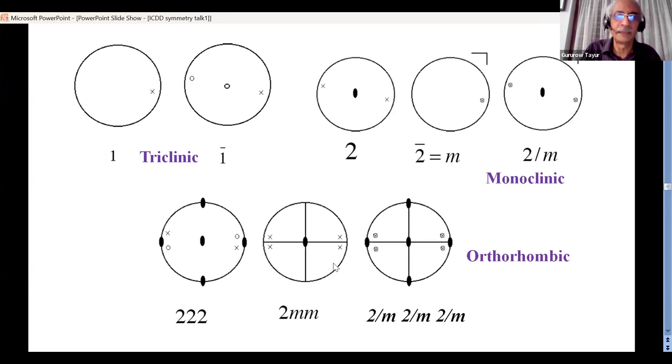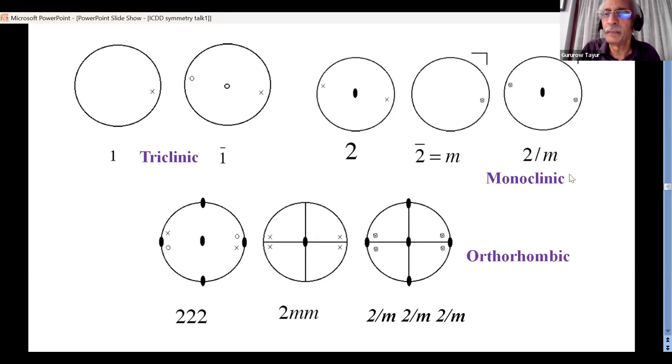When we go to higher symmetry systems where we have 2, 2, 2, there will be further restrictions. The restrictions therefore have to come on the way in which we define the unit cell. So the way we define the unit cell now will be different. So in the case of the triclinic, we had a not equal to b, not equal to c, and alpha, beta, gamma are not equal to each other.